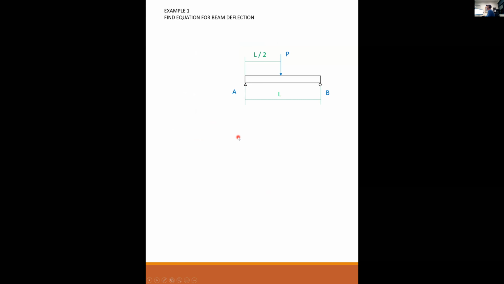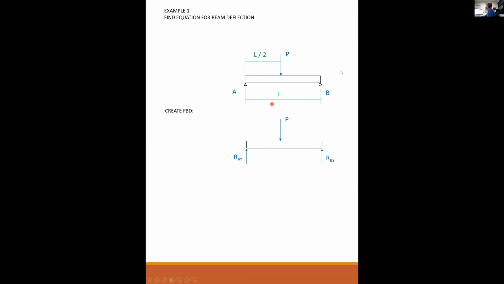Okay, so here's our first example. Here's a simple span beam. The beam is of length L. I'm applying a load P at L over 2. Now here's the neat thing about the double integral procedure: I don't need to know what L or L over 2 is, or what P is. I can solve the whole thing in general terms and then apply it to any beam with any P and get valid results. So that's the neat part about this procedure.